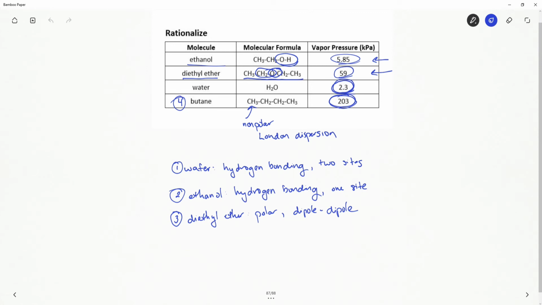So I find when answering questions about intermolecular forces, the first thing that I want to do is identify the dominant intermolecular force in each of the compounds. Then I like to rank them from strongest to weakest. And then I take a look at whatever physical property is given to me and see if I can match the trend of the strength of the intermolecular forces to the trend in physical properties.